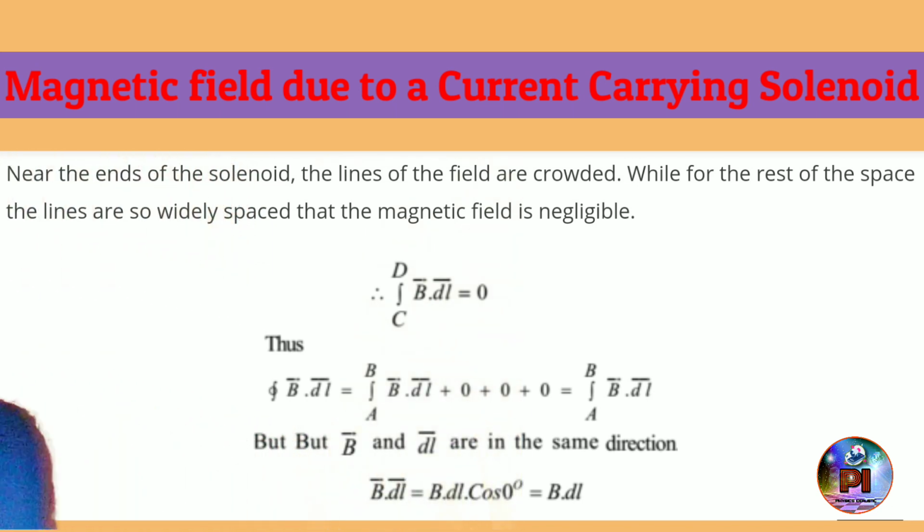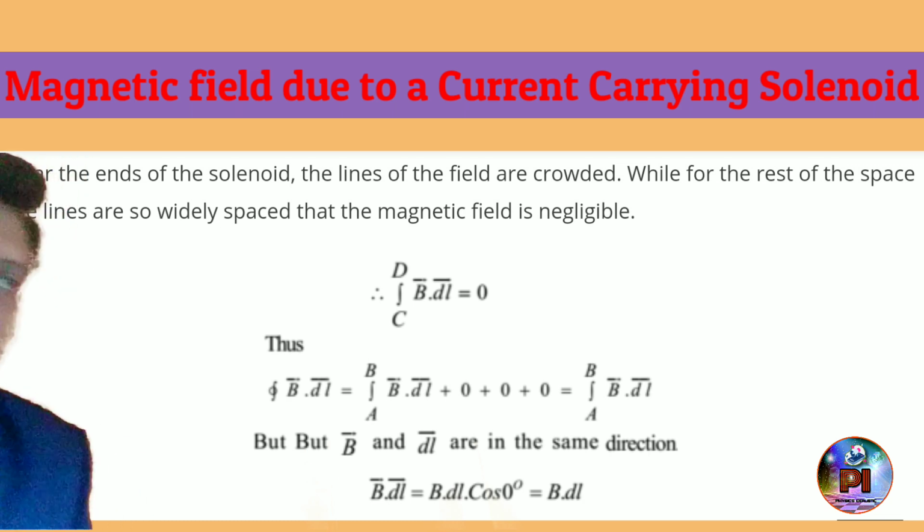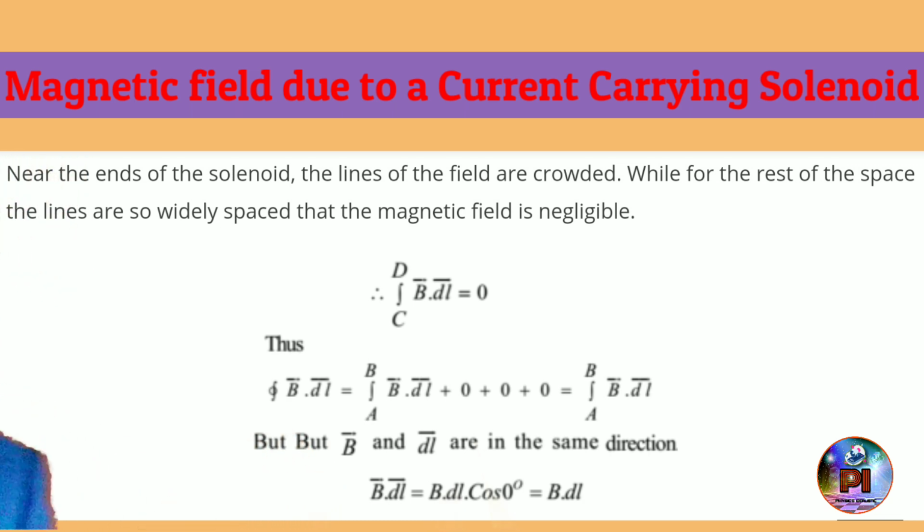So now we have, again, see the expression, integration of B dot dl equals integral A to B of B dot dl plus 0 plus 0 plus 0. So all the three other components become 0 here. Now we are getting finally integration B dot dl equals A to B integral B dot dl. Now since in this horizontal case, the direction of B and the direction of dl are the same, so we have B dot dl equal to B dl cos 0, and cos 0 becomes 1. So we have B dot dl equals B into dl.